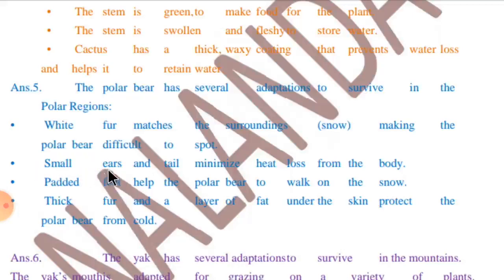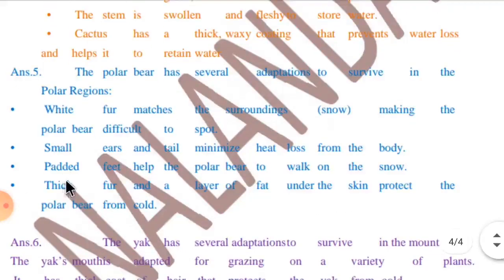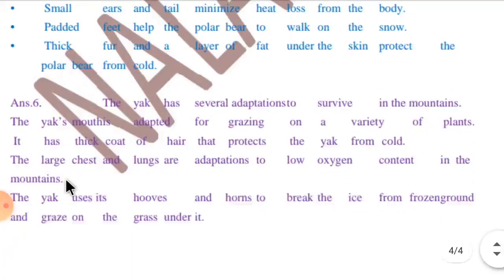Then small ears and tail minimize heat loss from the body. Padded feet help the polar bear to walk on the snow. Thick fur and a layer of fat under the skin protect the polar bear from cold. Right? Thick fur, their thick skin, and the layer of fat under the skin. Right? Let's see the last question, beta.